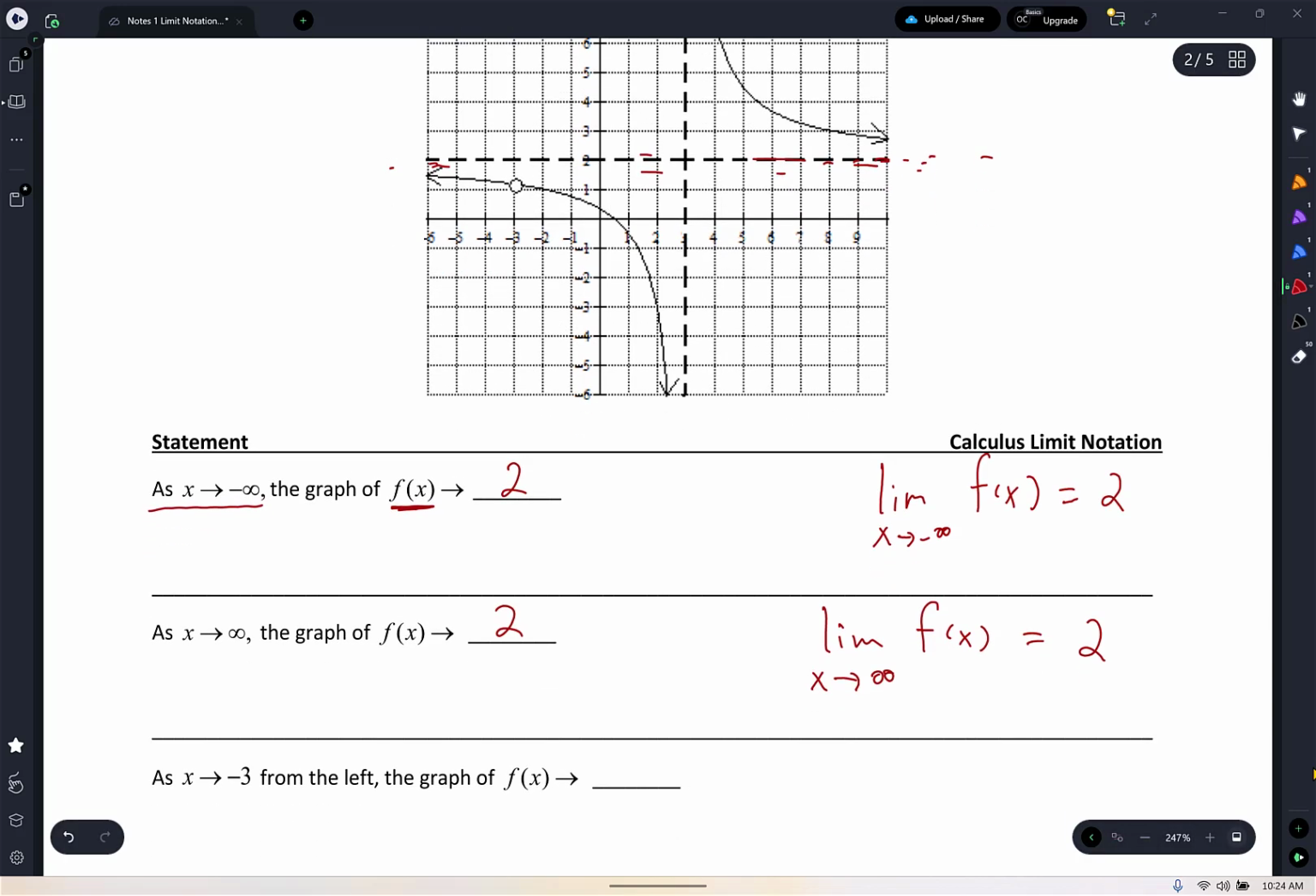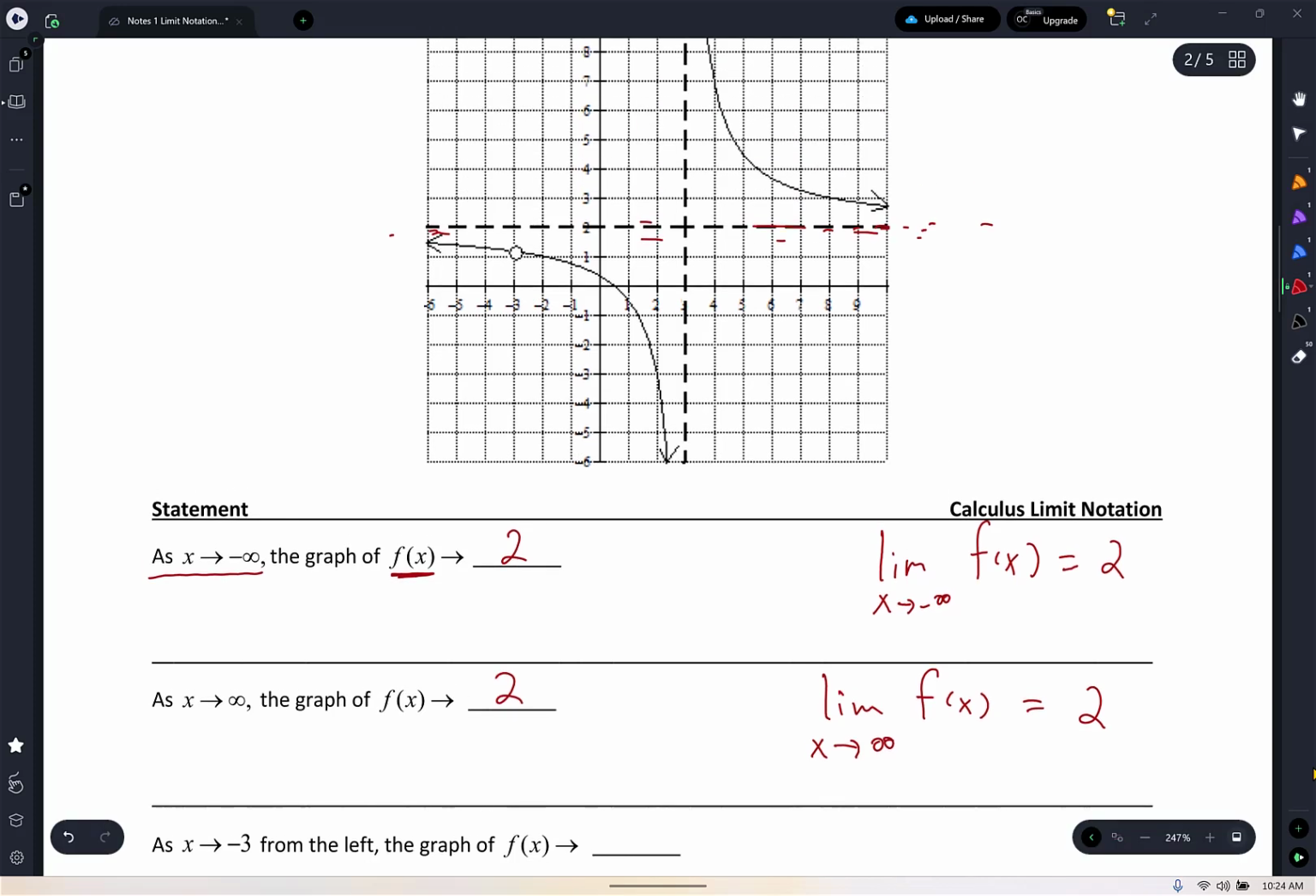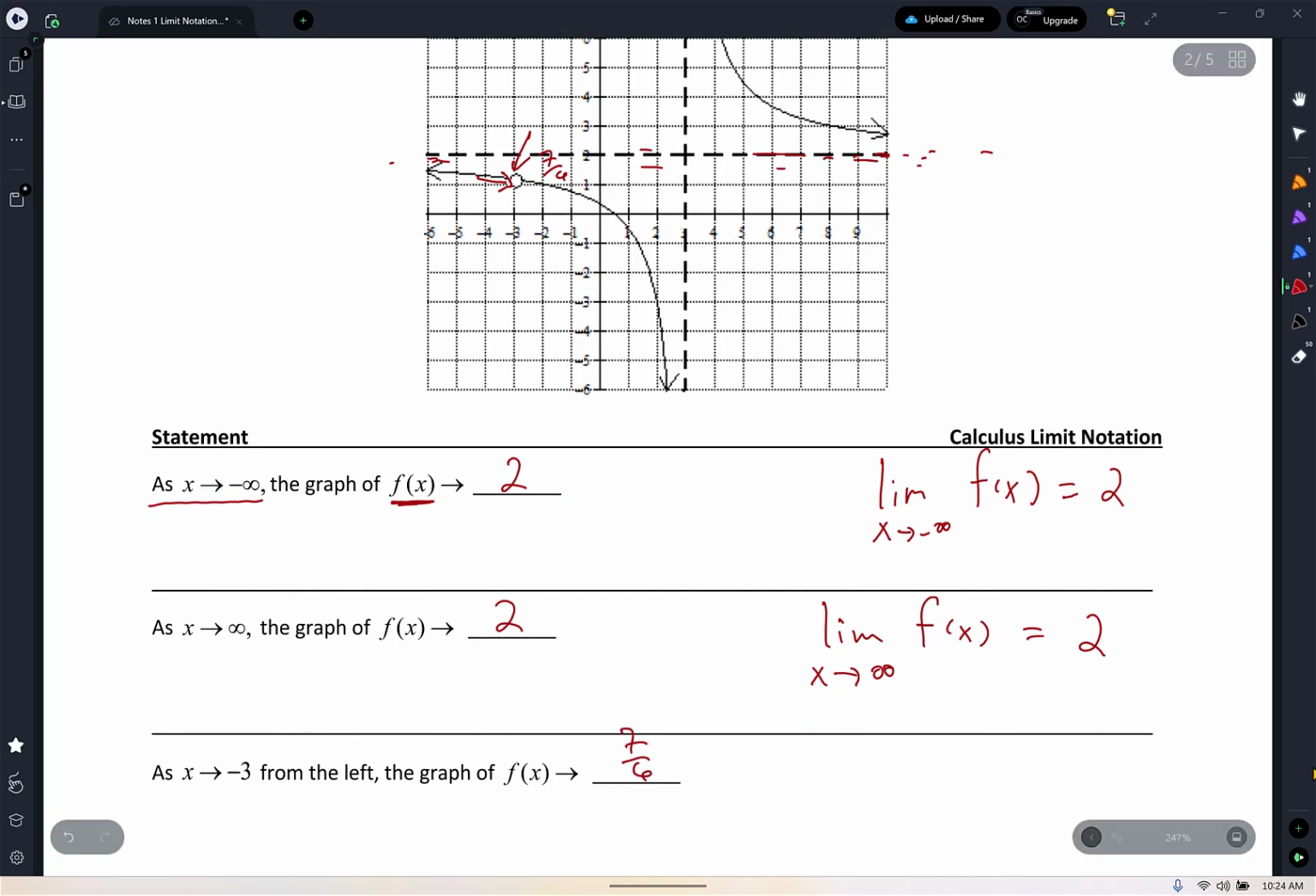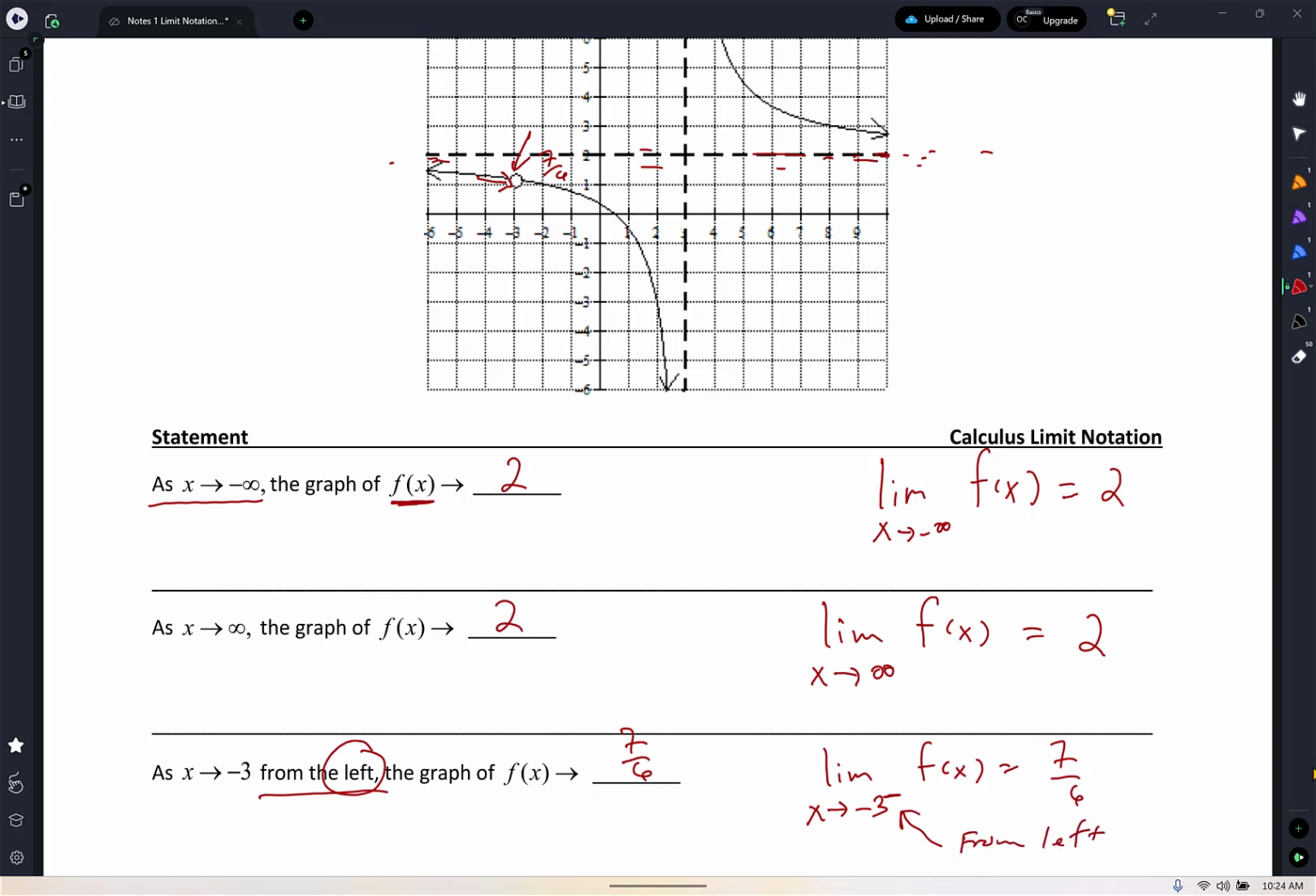All right, let's see. As x approaches negative 3 from the left, I'm approaching that y value of 7.6. So I'm going to put 7.6. Now notice it says from the left. So what notation do I need? You write this limit, and you go x approaches negative 3. But it says from the left, so you put a little minus sign in the upper right-hand corner. That means from the left. f of x equals 7.6. See?